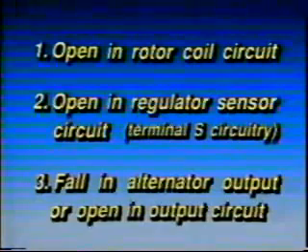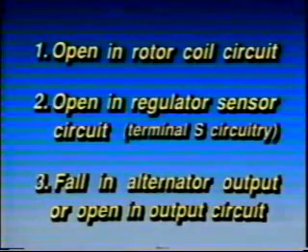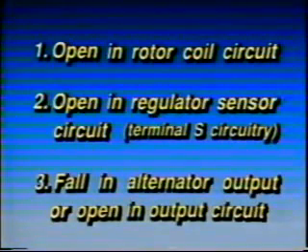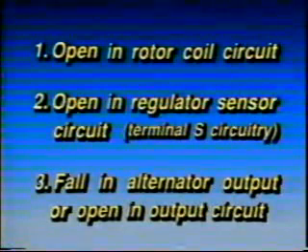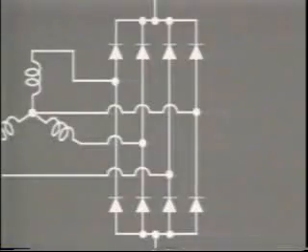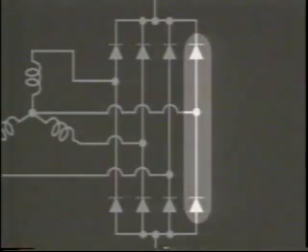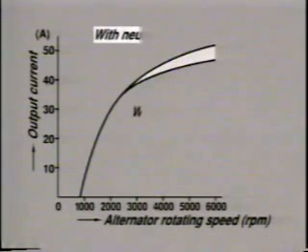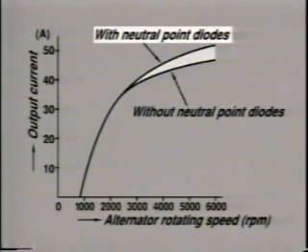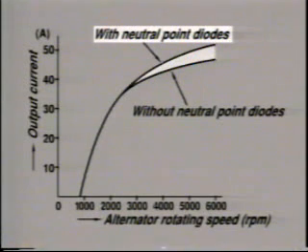In addition to controlling the voltage, the regulator also detects the faults shown here. When one of these faults occurs, it turns on the charge warning light. These two diodes are called neutral point diodes. When the rotation of the alternator exceeds about 2000 RPM, the output at the neutral point becomes higher than the alternator output voltage. These diodes use the excess voltage to raise the output of the alternator by 10 to 15%.